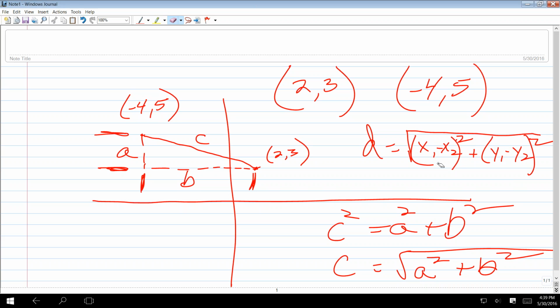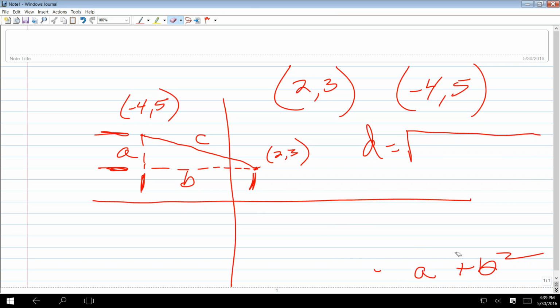So let's plug in. But just remember that this distance formula has to look exactly like the hypotenuse. In other words, when you solve for the hypotenuse of a right triangle, it's always the square root of something. Always starts with a square root of. So what are my two things that I'm going to square and add together inside?